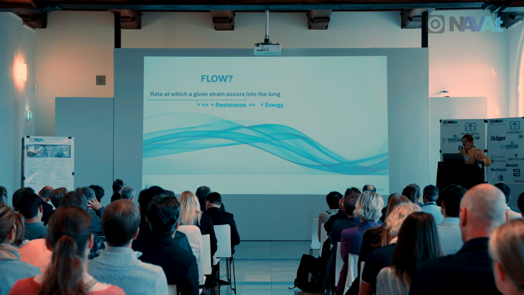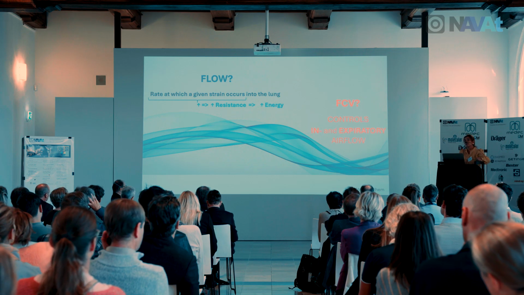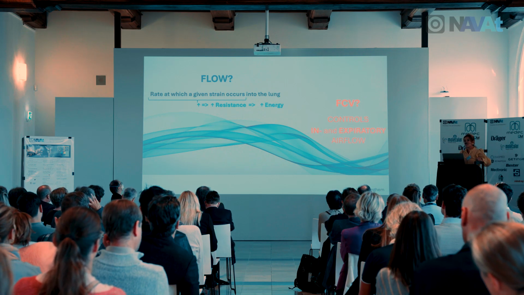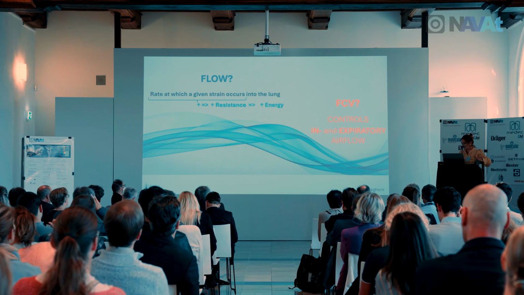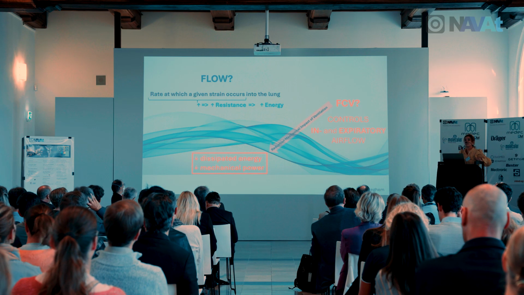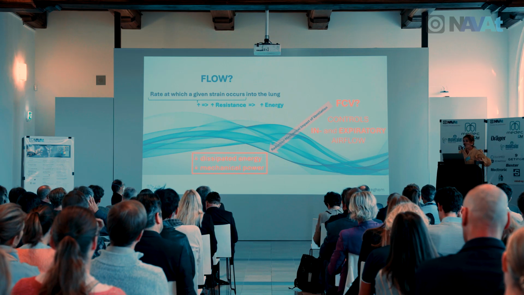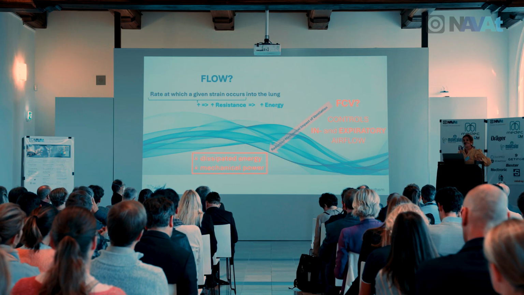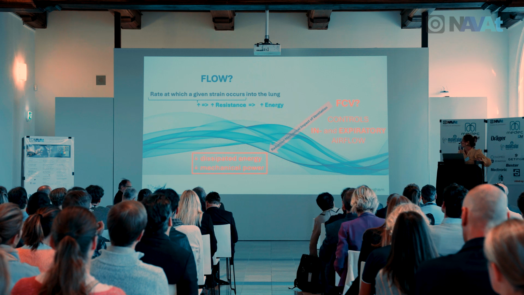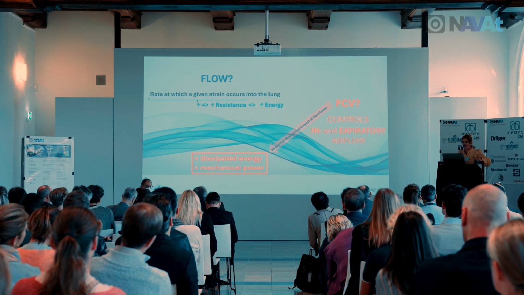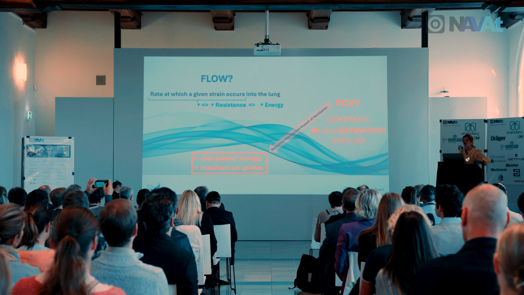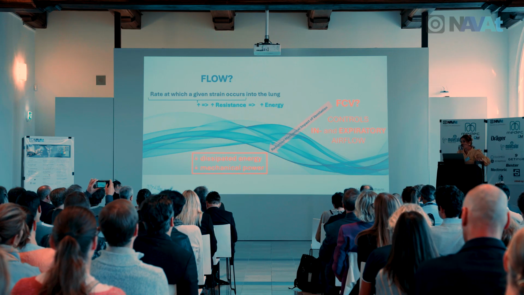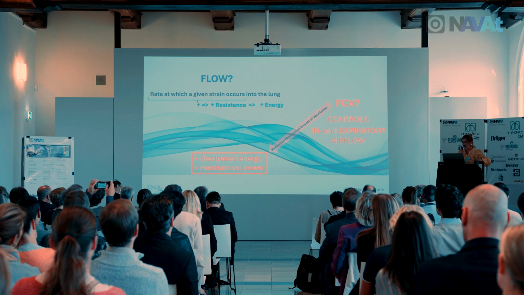Now, what does flow-controlled ventilation do? It controls both the inspiratory and expiratory airflow, and by controlling that airflow, it minimizes the mechanical impact from the ventilator on the patient's lungs by decreasing the dissipated energy and by minimizing the mechanical power. So in that way, you have to consider flow-controlled ventilation as a kind of lung protective ventilation.